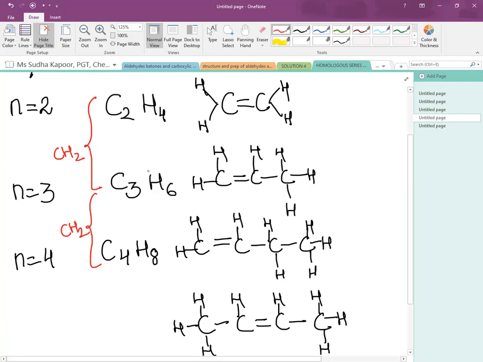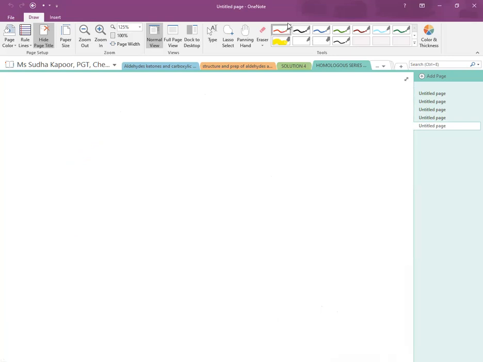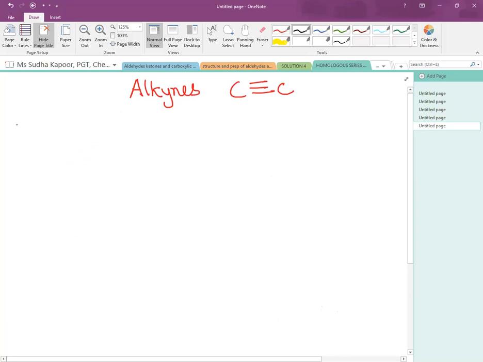Now let us draw the homologous series for alkynes, remembering that alkynes are triple bonded, where both carbons are having a triple bond between them. So alkynes are also unsaturated in nature, having a carbon-carbon triple bond. Again, in this case, we cannot start with n is equal to 1, and the general formula is CnH2n minus 2. If the number of carbons is n, then the number of hydrogens will be double the number minus 2. So let us see this.